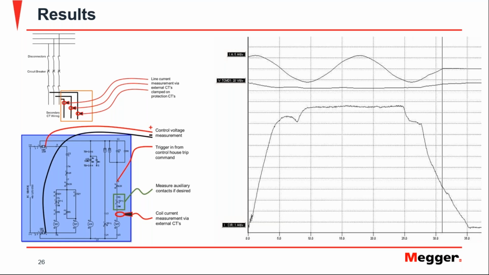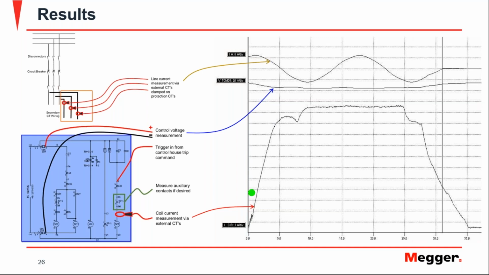When you use the two connections, or you do the two setups, you're going to get the current from this CT. You're going to get the voltage from this connection, and here you can see how the voltage drops because of the load that the coil imposes into the DC system.